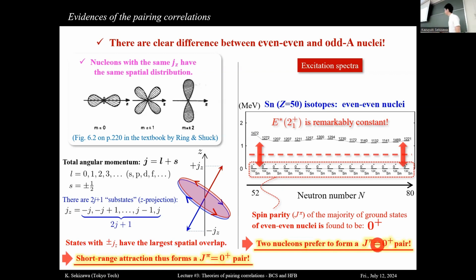Yeah, so this is one of the naive explanations of why they form the Cooper pair with spin parity 0+. It can be confirmed that if you look at the spin parity of even nuclei, almost all even nuclei show the spin parity 0+. Okay, so those are the evidences.